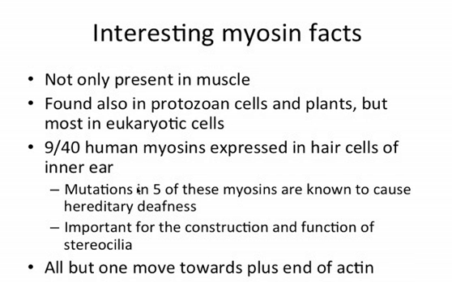Okay, so here's some interesting myosin facts. Not only present in muscle, which makes sense, right? Because we've talked so much about the role of actin in things other than muscle, right? They're also found in protozoan cells and plants, but mostly found in eukaryotic cells. 9 out of 40 of human myosins are expressed in hair cells of the inner ear. Interesting.